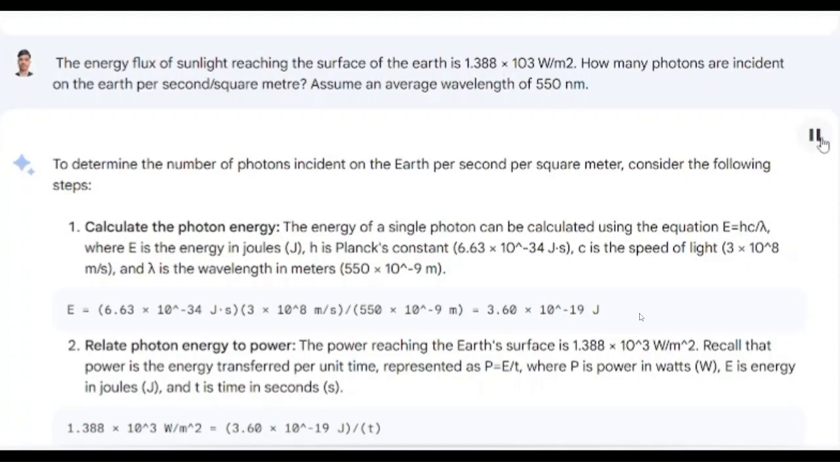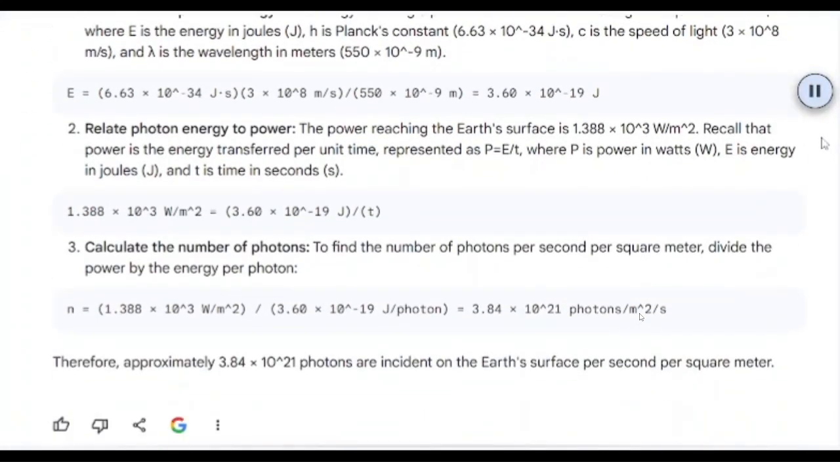2. Relate photon energy to power. The power reaching the Earth's surface is 1.388 times 10 to the power of 3 W per square meter. Recall that power is the energy transferred per unit time, represented as P equals E over T, where P is power in watts, W, E is energy in joules, J, and T is time in seconds, S. 1.388 times 10 to the power of 3 W per square meter equals 3.60 times 10 to the power of minus 19 J over T.